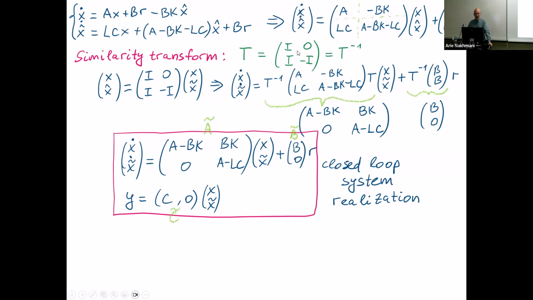So what this matrix is doing, it's keeping the first element, which is that vector x, as is, and replacing the vector x estimated with the error, which is x tilde. That's what it does, because it takes the first element, which is x, minus the second element, which is x estimated. So x minus x estimated is x tilde. This is the error. So practically, I'm converting the dynamics of the system from dynamics of the estimated state to dynamics of the error of the estimated state. Okay, this is what the transform is doing.